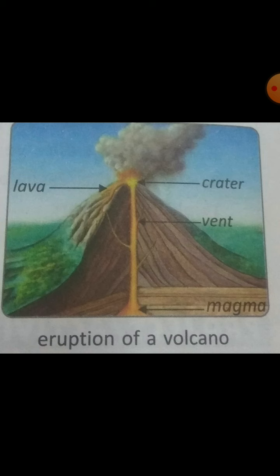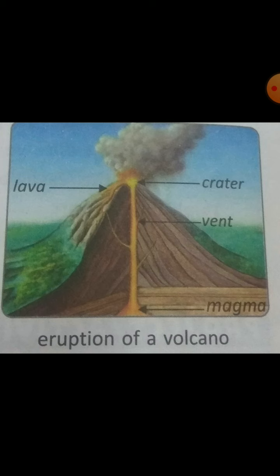Now, what is lava? When magma flows on the surface of the earth, it is called lava. The magma rushes through a vertical tunnel, which is called a vent, but it flows through a crater as lava. When lava cools, it solidifies and forms rock based on the nature of the eruption.